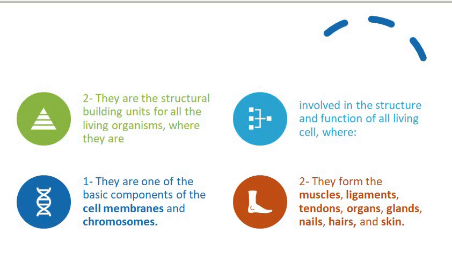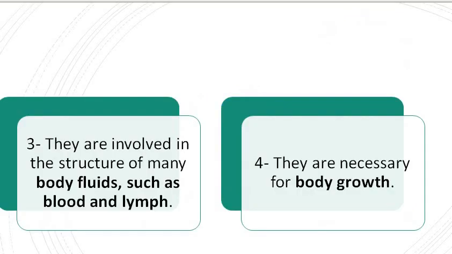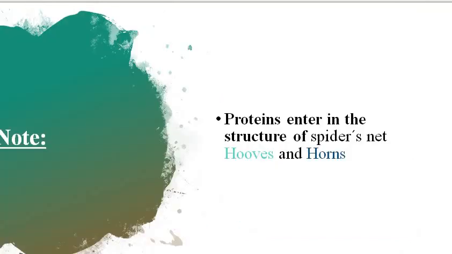Also, it has another important function: it is involved in some body fluids, like the blood. Inside the blood there is protein, and also in the lymph, which is found in the immune system. And the main function, other than forming enzymes and hormones, is body growth. Protein is also found in the horns and the hooves of some animals, and also in the spider net.